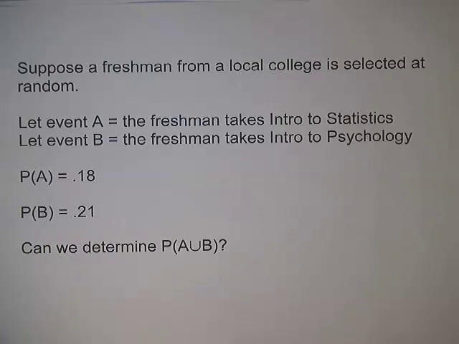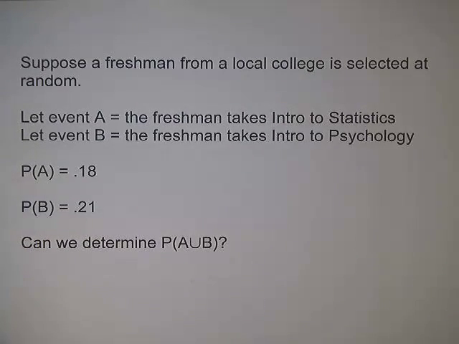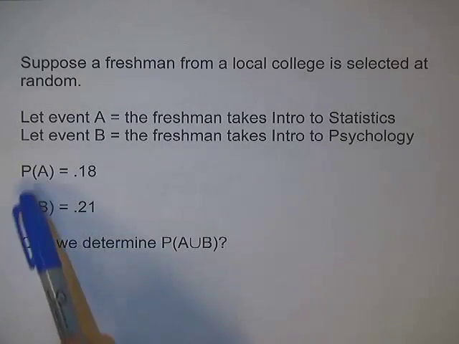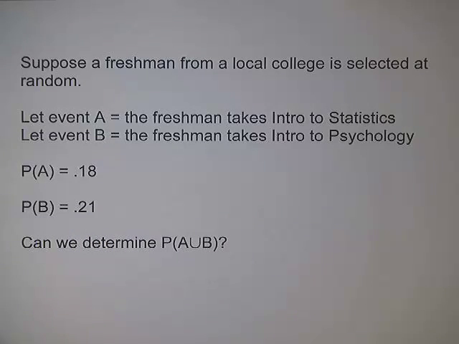So suppose a freshman from a local college is selected at random. Let event A be the event that a freshman takes intro to statistics. Let event B equal the freshman takes intro to psychology. And then we'll let probability of A equal 0.18, probability of B equal 0.21. So can we determine A or B?